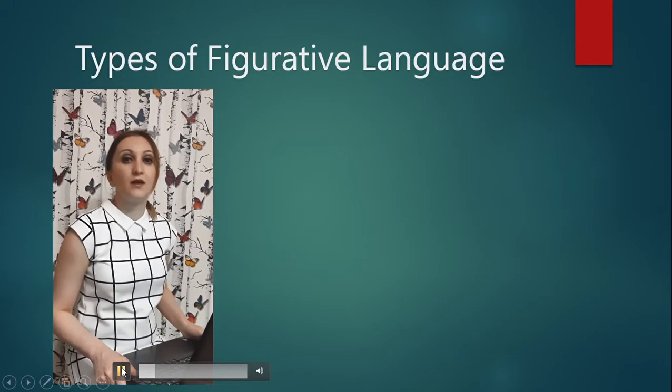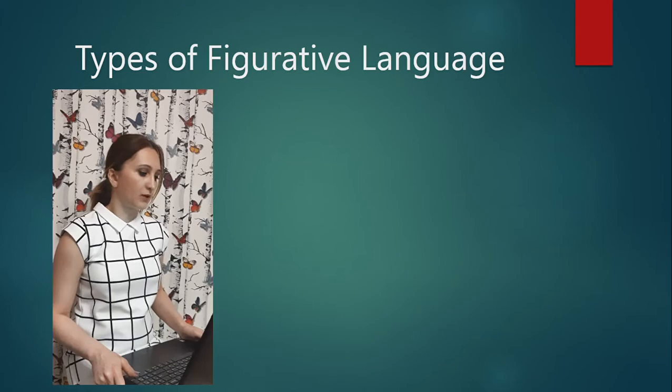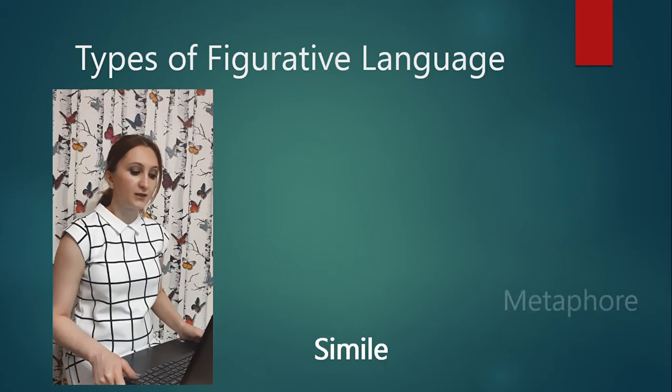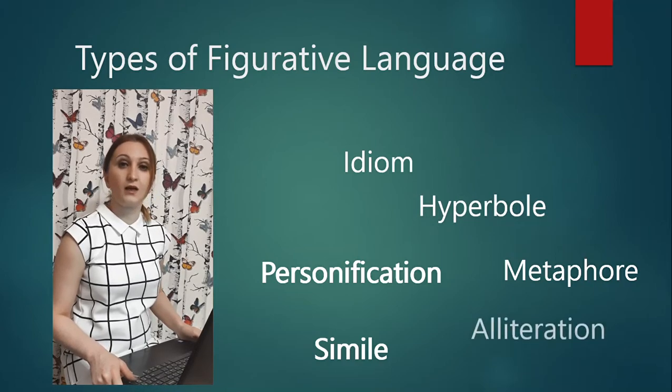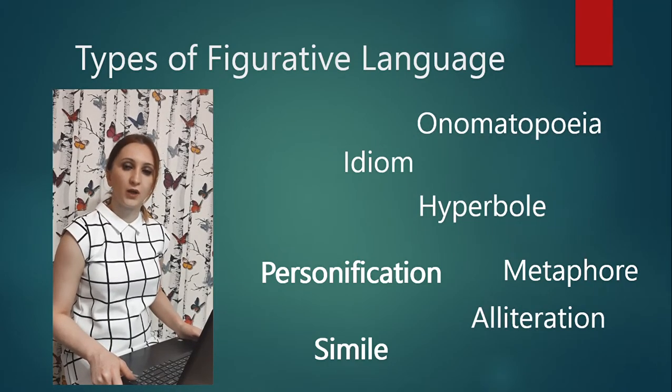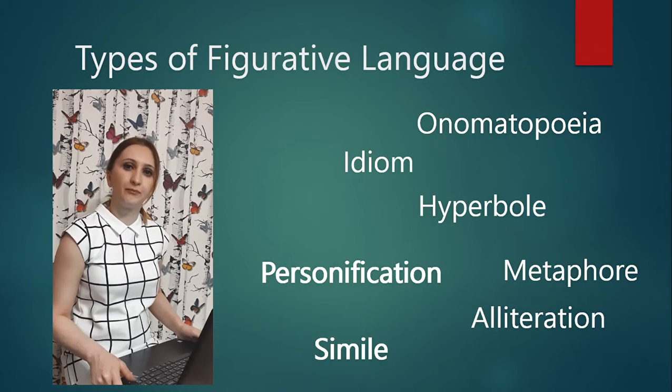You will see there are different types of figurative language. They are similes, metaphor, idiom, personification, alliteration, hyperbole, onomatopoeia, and so on. Today we are going to talk about 3 of them.